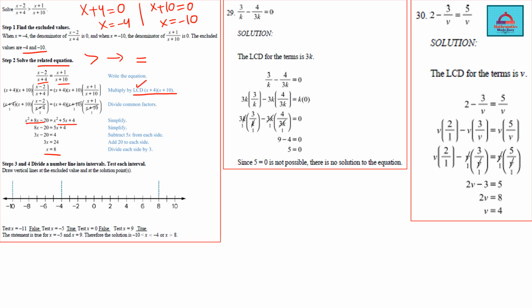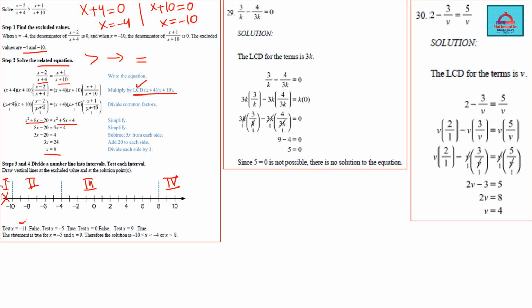So first you take x equal to minus 11, that is this interval. I'm going to just mark the intervals. This is the first interval, second interval, third interval, fourth interval. So this is from minus infinity to minus 10, the first interval, minus 10 to minus 4, the second, then minus 4 to 8, the third interval, and 8 to infinity. So if I take x equal to minus 11 and put it in the inequality, it is coming false. So this will not be a solution.